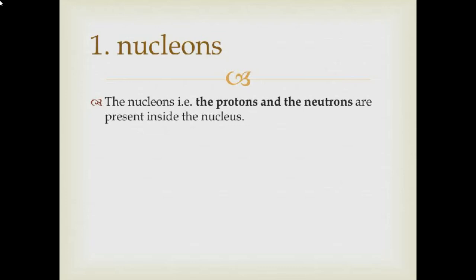We know that the nucleus is surrounded by electrons, and the electron is continuously moving. And in the nucleus, there are protons as well as neutrons. We all know that. Inside the nucleus, what are present? Protons and neutrons. And the combined word for these two is nucleons. Nucleons means protons and neutrons.